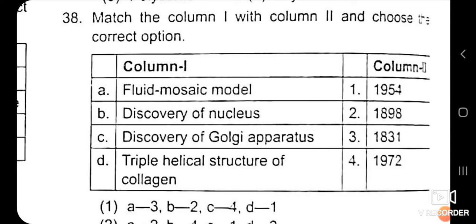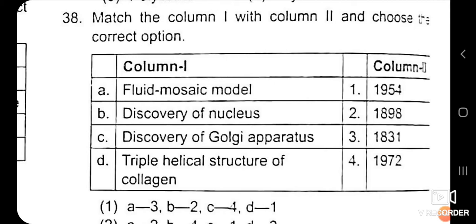Column A or column 1 has fluid mosaic model, discovery of nucleus, discovery of Golgi apparatus, and triple helical structure of collagen. Column 2 has given the different years. So we will see first the fluid mosaic model, which was given by scientists Singer and Nicholson related to the plasma membrane, and this fluid mosaic model was given by the scientist in 1972. So fourth option is matched with the A, fluid mosaic model.